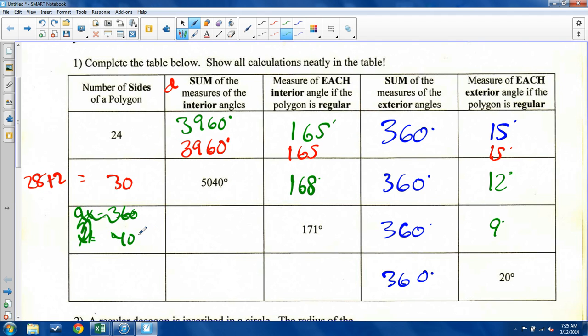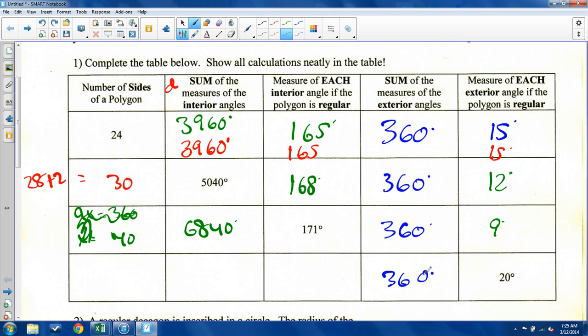Okay. Now in a 40-sided shape, or 40-angled shape, with 171-degree interior angles, the sum of your interior angles is 171 added together 40 times. So 171 times 40 is 6,840 degrees. That's your interior angle sum.